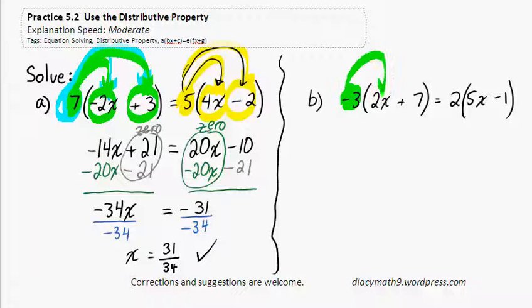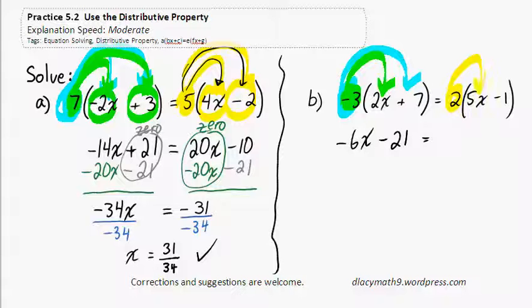Negative 3 times 2x is negative 6x. And negative 3 times positive 7 is negative 21. A positive 2 times 5x is 10x. And positive 2 times negative 1 is negative 2. Well, this is a much simpler equation without brackets.